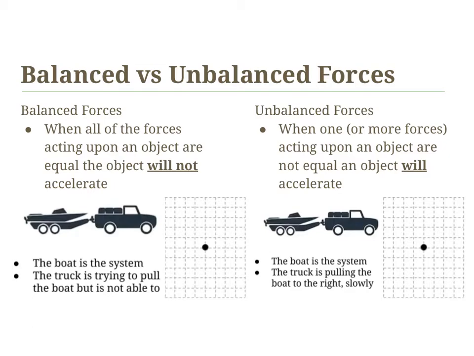So, for example, the boat here is the system, and the truck is trying to pull the boat, but is not able to. So, what we know for sure is that the boat itself has a couple of forces that are already acting upon it before the truck tries to pull. One of those would be gravitational force. So it'd be Fg on the boat by the earth.